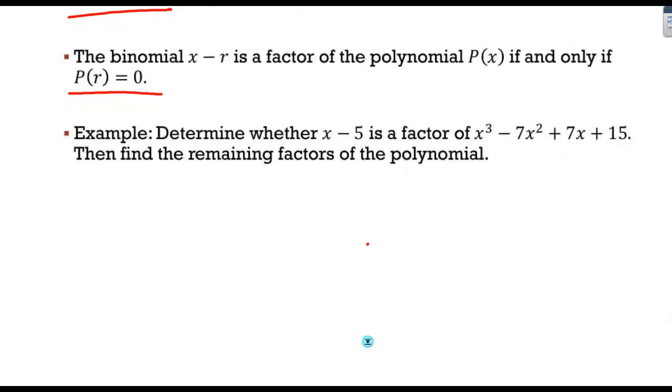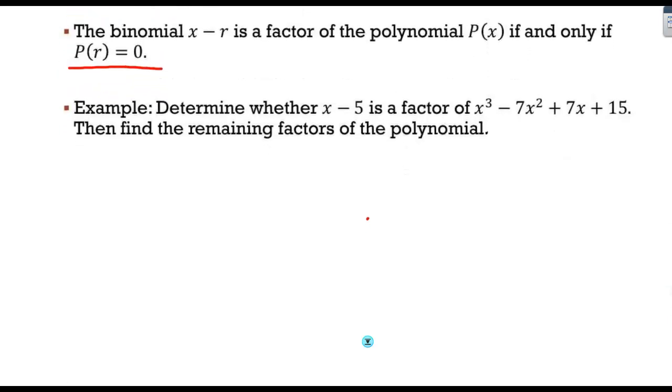Sorry, that happens sometimes. Let's see, so we're going to look at x minus 5 and determine if it's a factor of this polynomial. So I have a power 3, 2, 1, 0. I'm going to set up synthetic division. So I'm going to have a 5 in my corner box. I'm going to have a 1, negative 7, 7, 15.